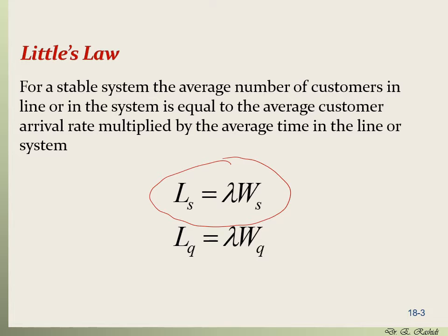On the other hand, we can write this also for q. So L sub q is equal to lambda multiplied by W sub q. So that means the average number of customers waiting in the queue is equal to the arrival rate multiplied by the average time customers have to wait in the queue. We're going to use this Little's law in a few examples to show you how to study different aspects of queues.